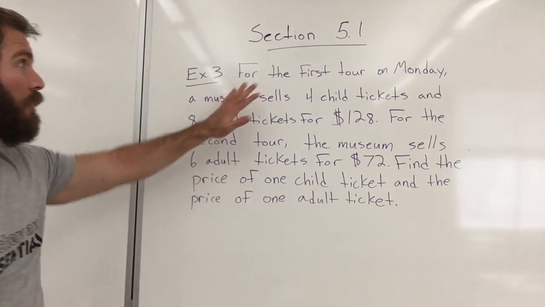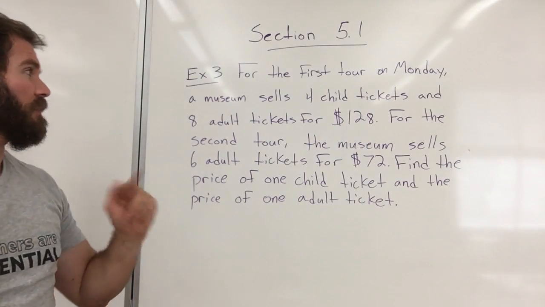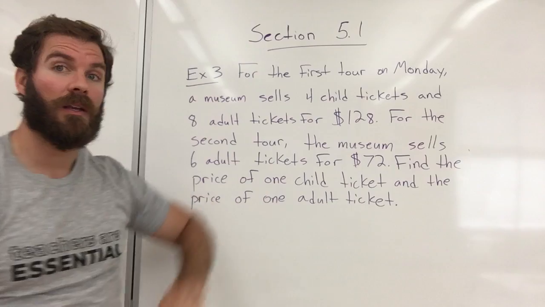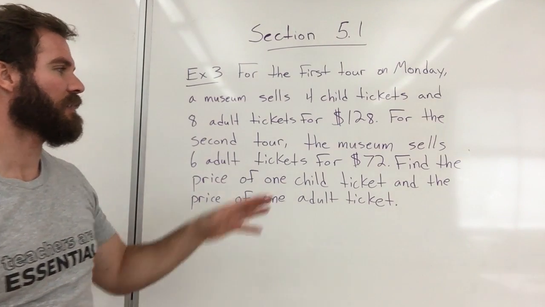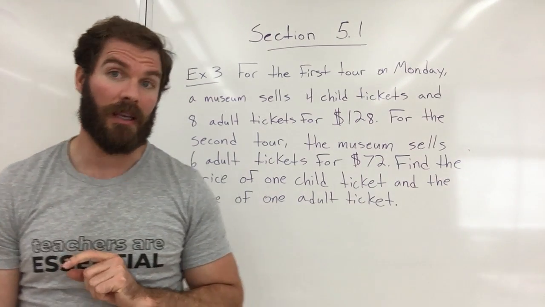Okay, so again, 5.1, example 3. For the first tour on Monday, a museum sells 4 child tickets and 8 adult tickets for $128. For the second tour, the museum sells 6 adult tickets for $72. Find the price of 1 child ticket and the price of an adult ticket.